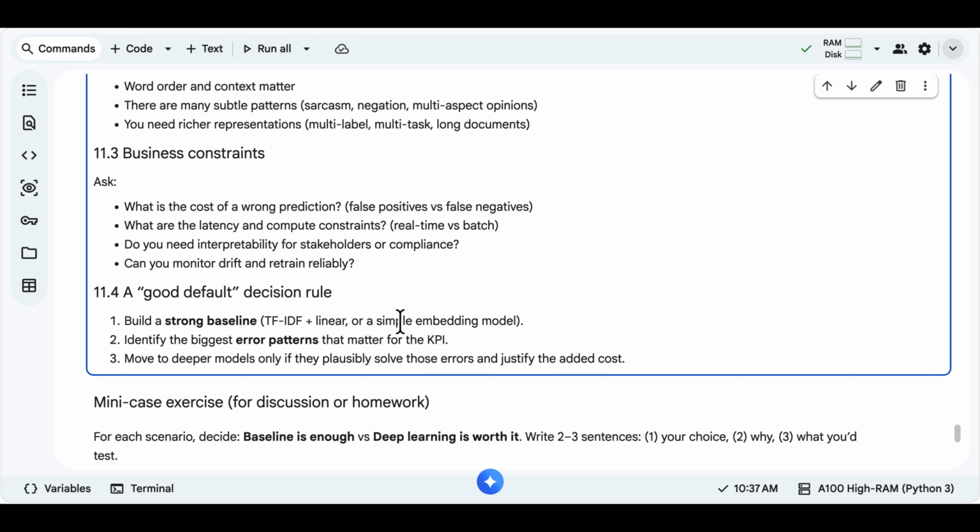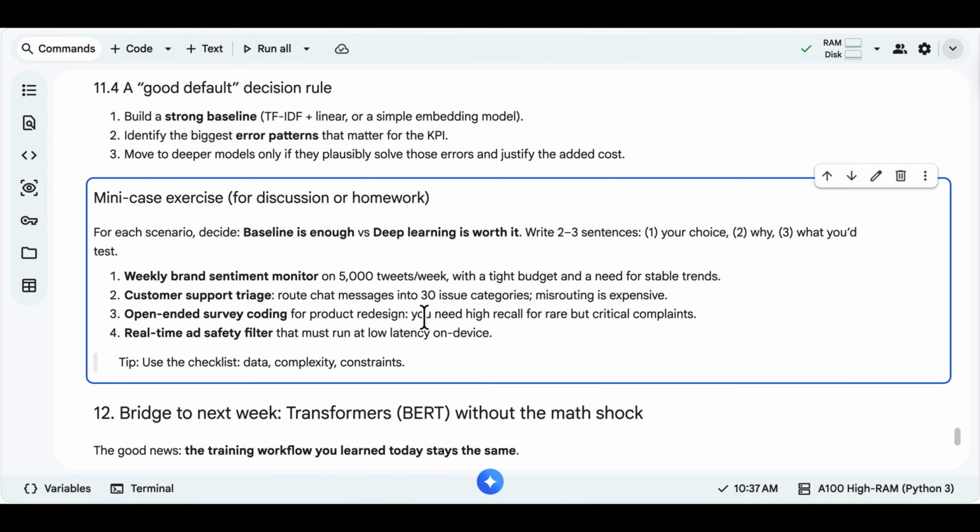I would use this cell as a discussion pause. A weekly brand sentiment monitor with a tight budget often favors a stable baseline first. Customer support triage with expensive routing mistakes may justify deeper models if the added accuracy is real. Open-ended survey coding for rare but critical complaints may also benefit from richer models if recall matters. On the other hand, a real-time ad safety filter running on device pushes us back toward lighter models because latency and compute are hard constraints.